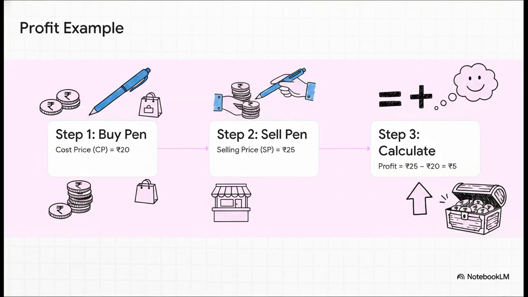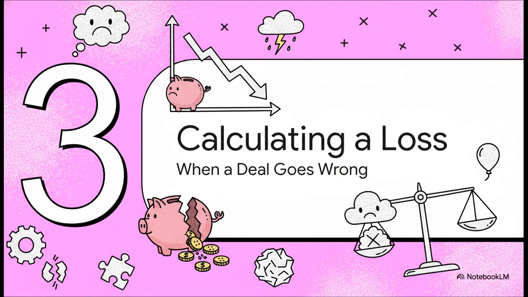Let's make this real. Imagine you buy a pen for 20 rupees. That's your CP. Then you turn around and sell it for 25 rupees. That's your SP. You just take 25, subtract 20, and there it is, a 5 rupee profit. So simple, so satisfying. But not every deal is a home run. Sometimes things just don't go according to plan, and we have to be able to figure out what happens when a sale goes, well, the other way.